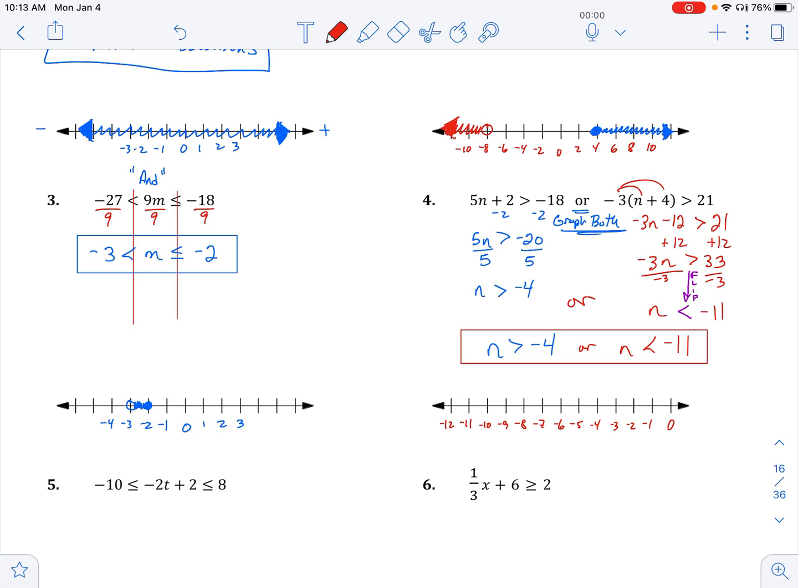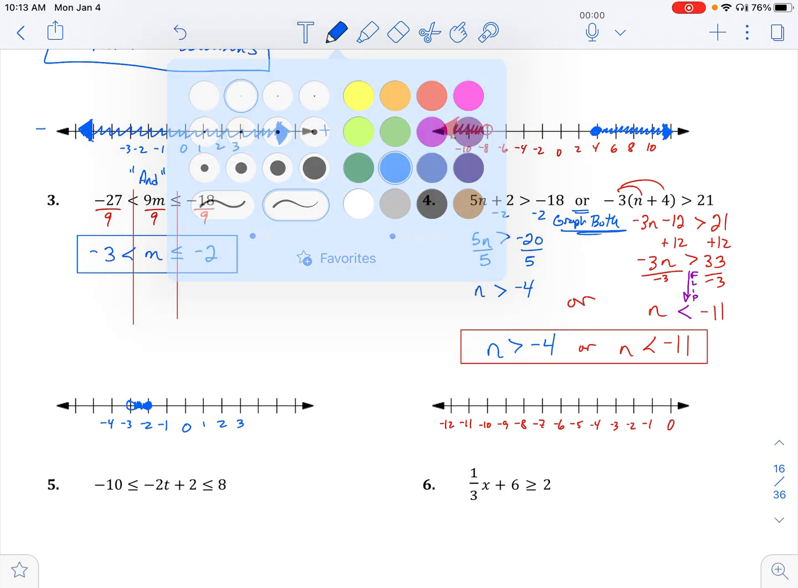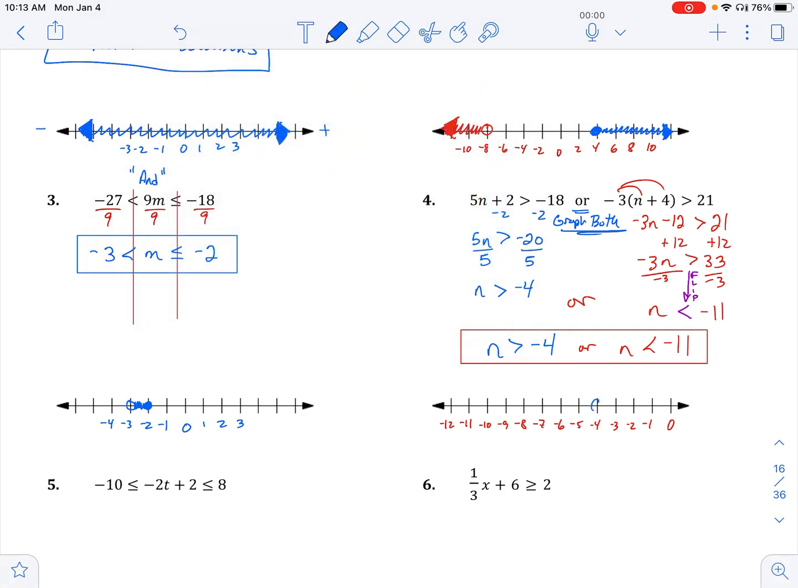Because we need to graph here, the blue says n is greater than negative 4. Here is negative 4. All the items that are larger than negative 4 are all these numbers to the right, moving towards the positive values. The red one is going to say n is less than negative 11. So here is negative 11, and all those numbers that are less than negative 11 are all these numbers over here that are moving to become more negative, or if we think about that from a number line perspective, smaller.